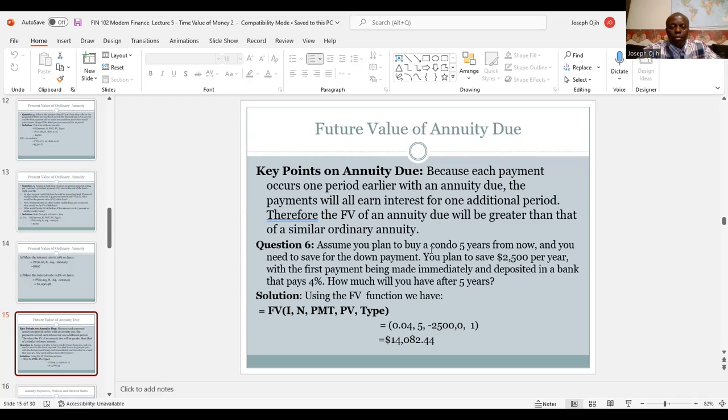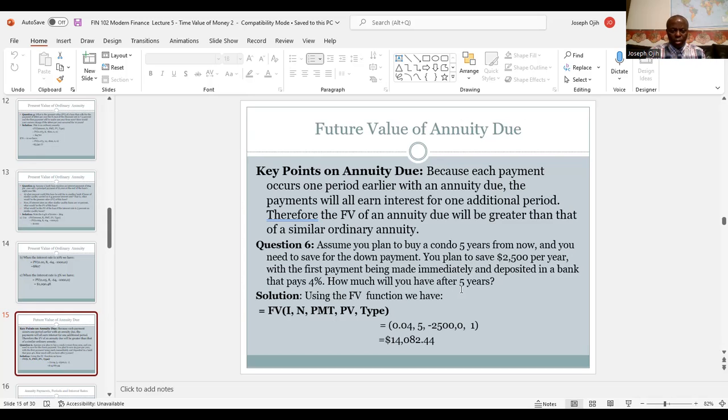Let's try this example. Assume that you plan to buy a condo 5 years from now, and you need to save the down payment. You plan to save $2,500 per year, with the first payment being made immediately and deposited in a bank that pays 4%. How much will you have after 5 years? Again, first thing we do is write down our values.